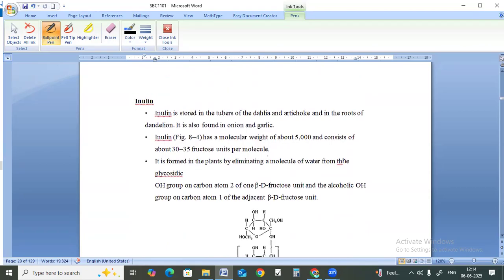And next, coming to the inulin. Inulin is present in the roots of the dandelion, that means it is mainly present in tubers and roots. This inulin is called the polymer of fructose.